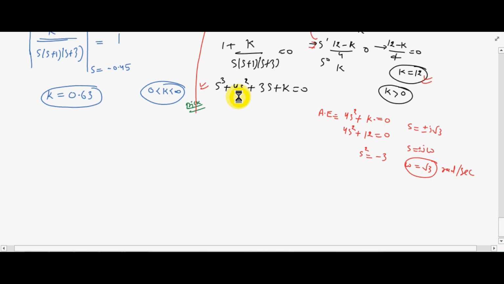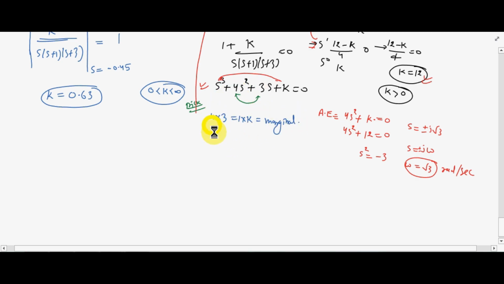See, there is the internal term. This is the internal product, and this is the external term. These two are the external terms. Clear? This is the internal term, and this is the external term of this equation. Now, if the inner product, 4 multiply with 3, equals the external product, 1 multiply with k, then the system is marginally stable.